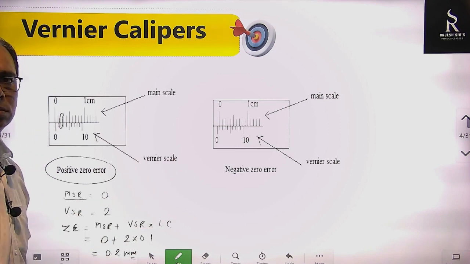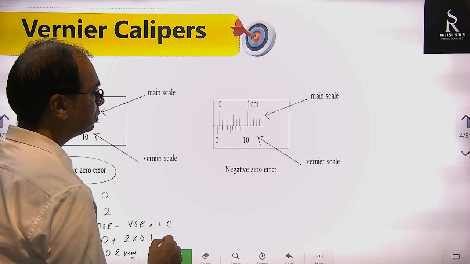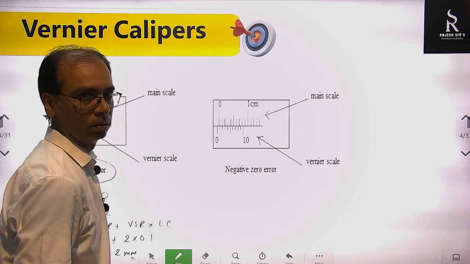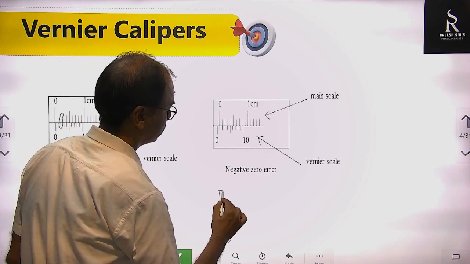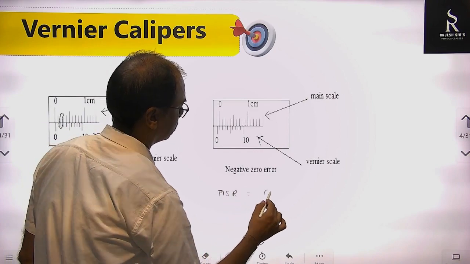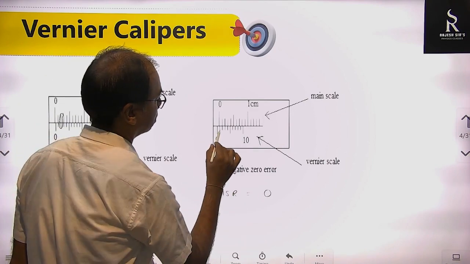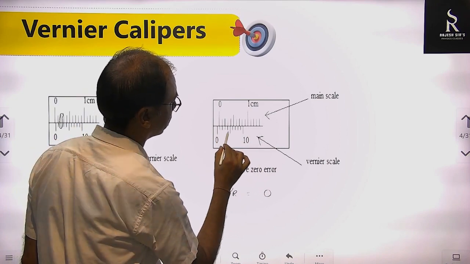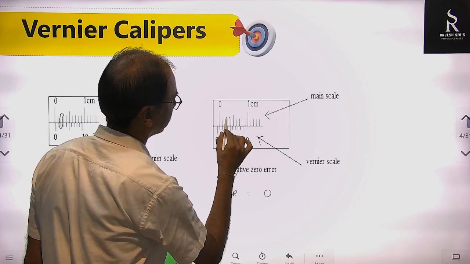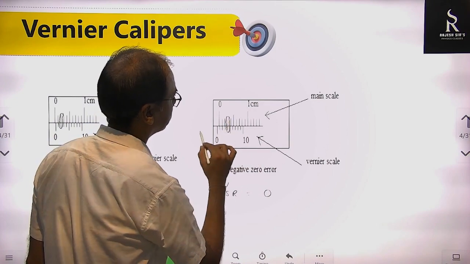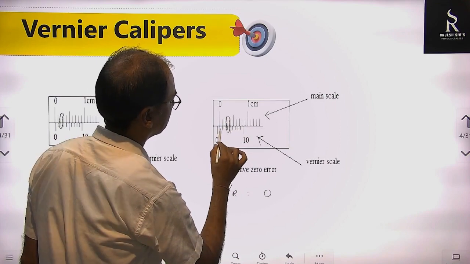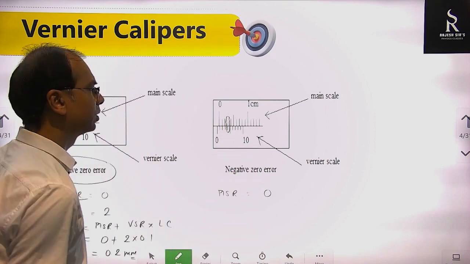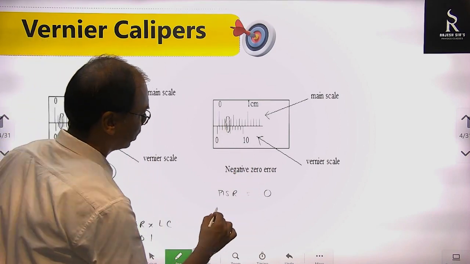Same way here also, exactly the same way. See now, here also, what is the reading? What is the main scale reading? 0, 0 only. Vernier scale reading, you check, same method. Okay, this. Which one? Only the third looks like the perfect one. Check, this is the third. The second one is also looking like this, but I am taking the third. Let's say the vernier scale reading is 3 in this.